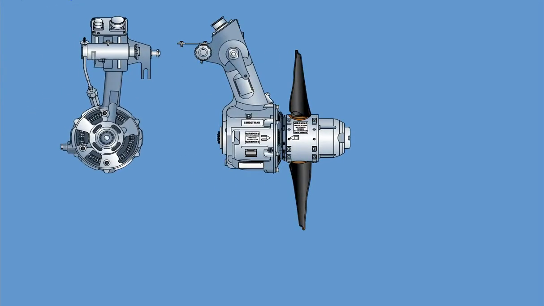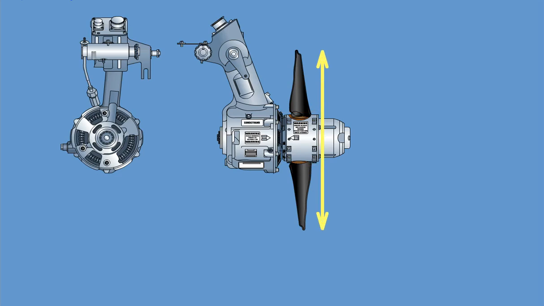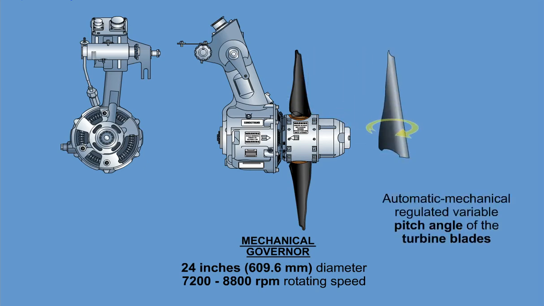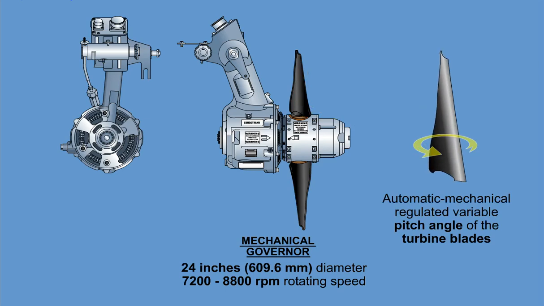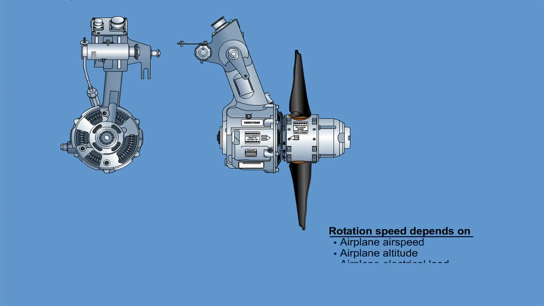The turbine assembly consists of two turbine blades connected to a mechanical governor, installed inside a hub housing assembly, which is connected to the generator shaft. The outside diameter of the turbine blades is 24 inches, 609.6 millimeters. The mechanical governor maintains the rotating speed of the turbine within 7,200 and 8,800 RPM by the automatic mechanical regulated variable pitch angle of the turbine blades. This rotation speed depends upon the airplane airspeed, altitude, and electrical load.